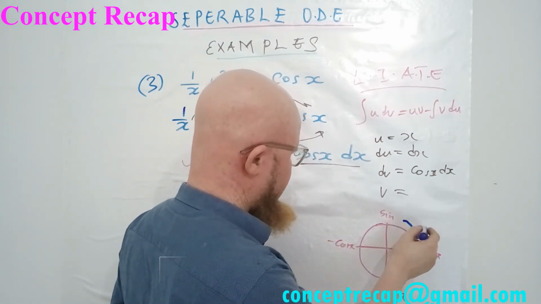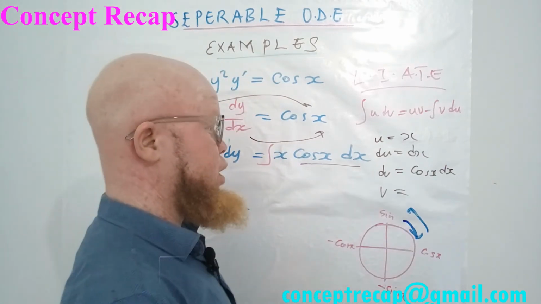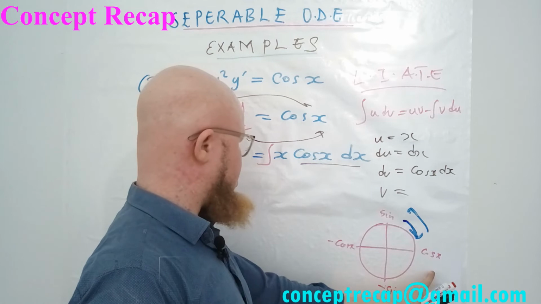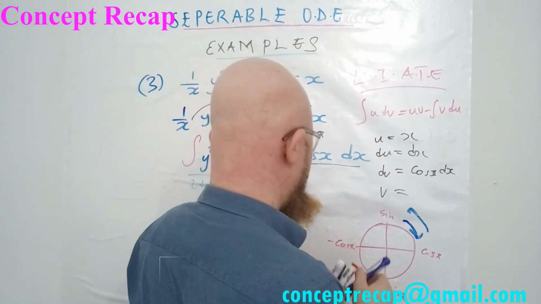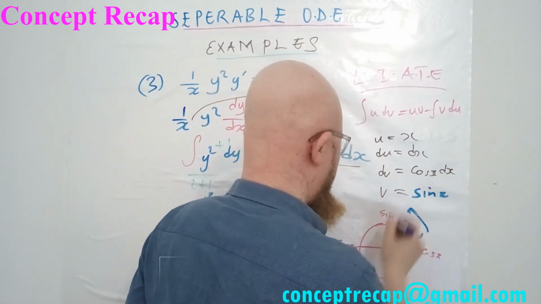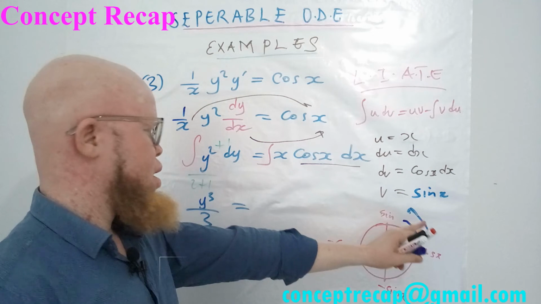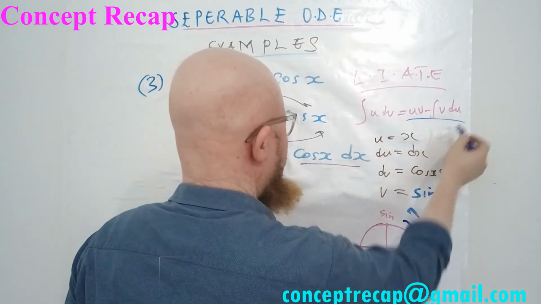If you are integrating, you go anti-clockwise. So here we are integrating cos. If you integrate cos, you go clockwise, then it's sine. In that way, you will not be confused. So it is sine x. Now you have everything, so you go ahead and copy it here.